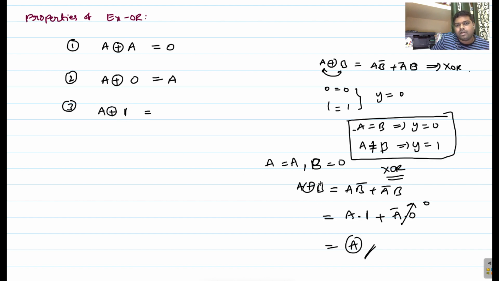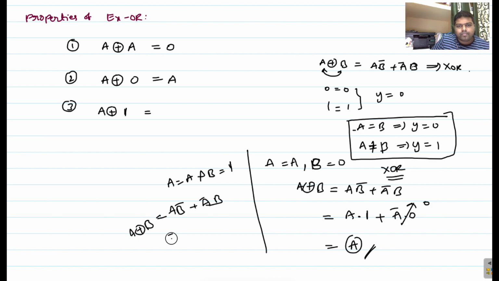Same approach. Now what you will get here, A equals to A and B equals to 1. Now A B bar plus A bar B, which is equals to A XOR B. So A equals to A, B equals 1 means B bar equals 0. Now A bar equals to A bar and B equals to 1. So now what you will get? A into 0 means 0. So A bar into 1 means A bar only. So A XOR 1 equals what?